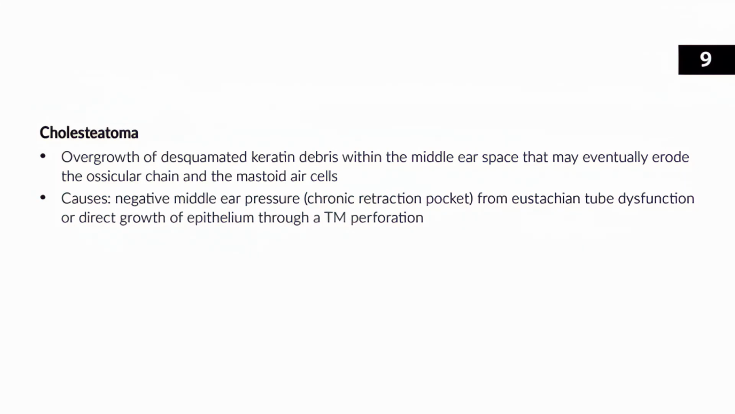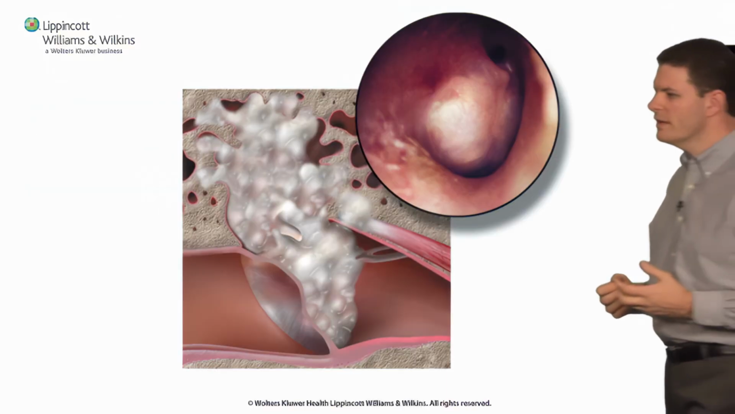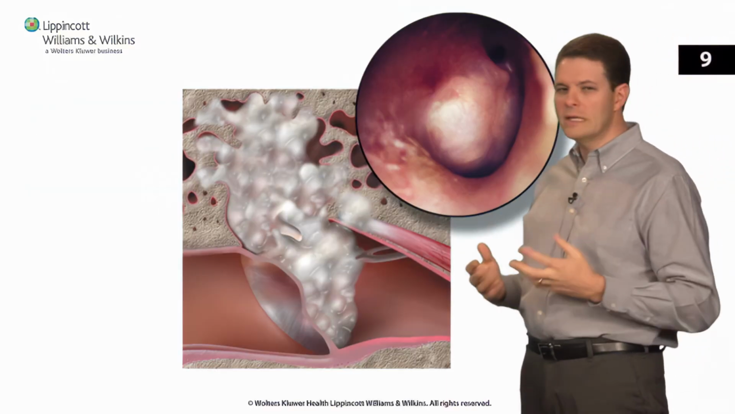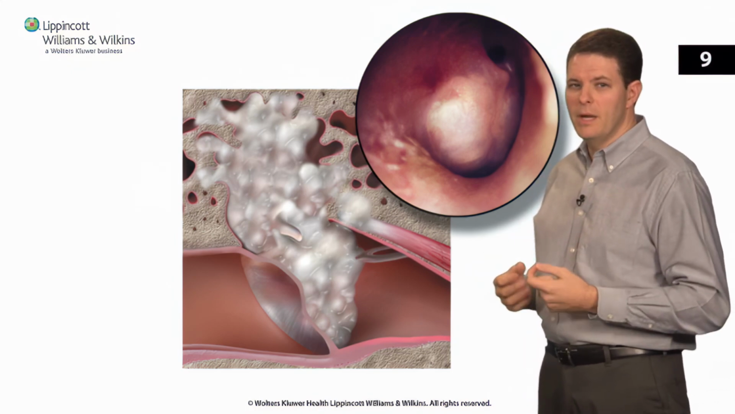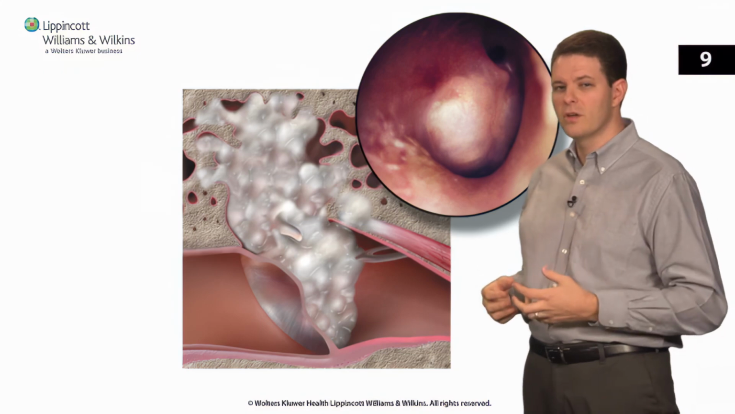So what causes cholesteatoma? Well, there's negative middle ear pressure from eustachian tube dysfunction, and that negative pressure pulls on the tympanic membrane and creates a chronic retraction pocket. Or it could occur when there's a hole or perforation in the tympanic membrane and the epithelium grows through that perforation from the inside out. Now, cholesteatoma is commonly associated with chronic middle ear infection. On physical exam, you're going to see a grayish white or pearly lesion behind the tympanic membrane or possibly involving the tympanic membrane. And the patient may also have some conductive hearing loss or vertigo.